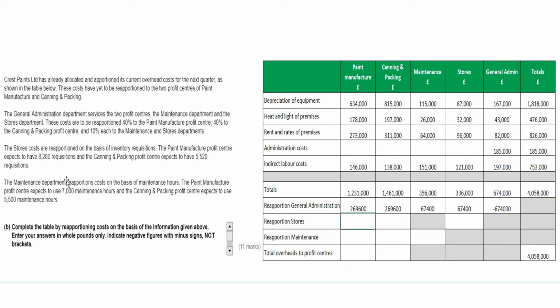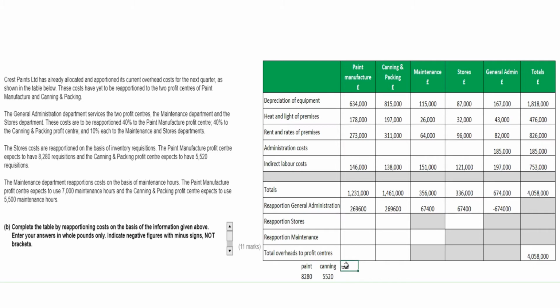And if we read over here, look, the stores cost is reapportioned on the basis of inventory requisitions. The paint manufacturer profit centre expects to have 8,280 requisitions, and the canning and packing profit centre expects to have 5,520 requisitions. So it's a ratio. Okay, so the ratio is 8,280, and that is to paint manufacturer, but we're just going to put paint, and to canning it is 5,520. Okay, now the total, let me make these all the same size so you can see what I'm doing. Right, paint and canning, and then total.